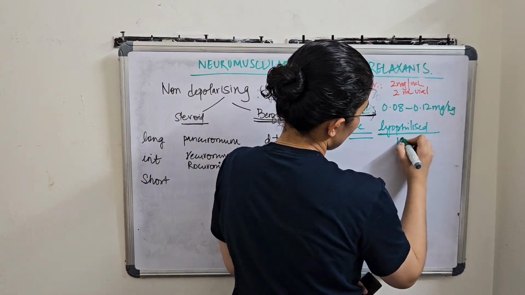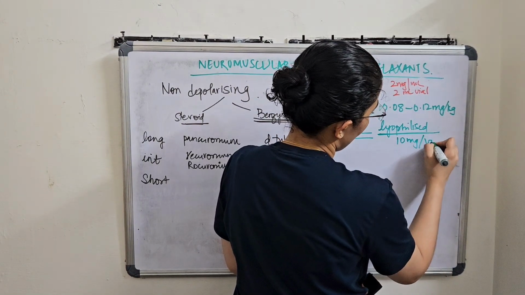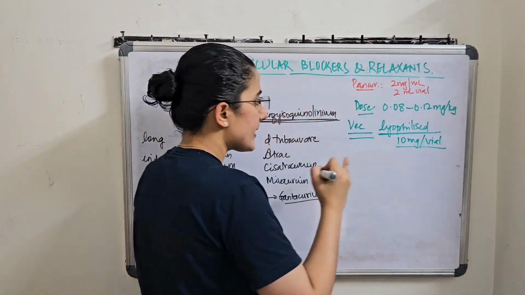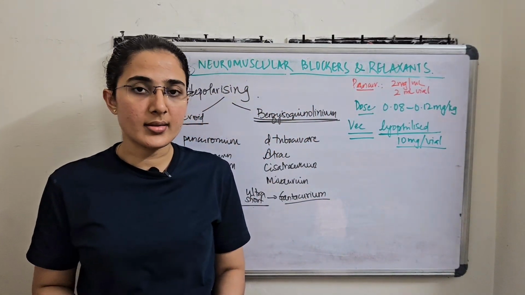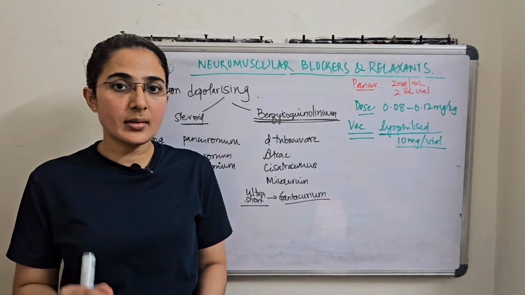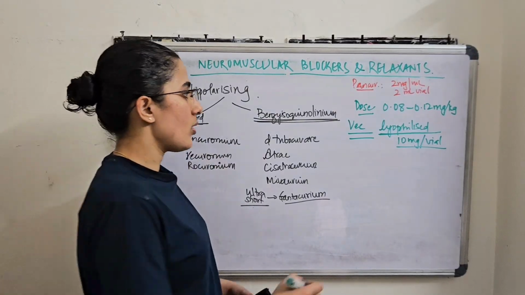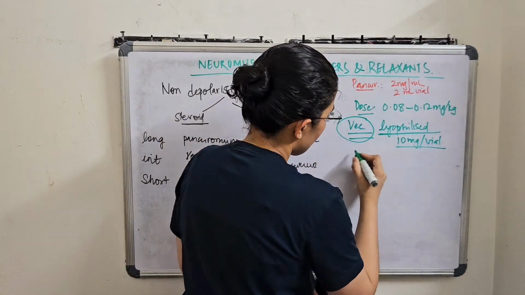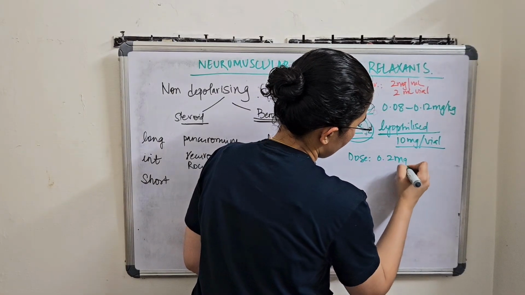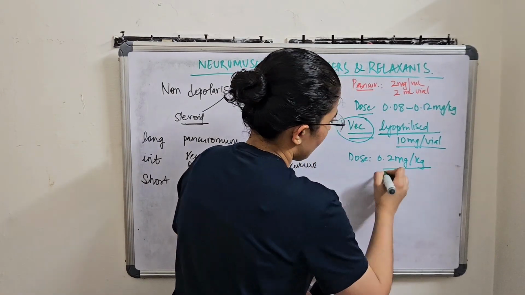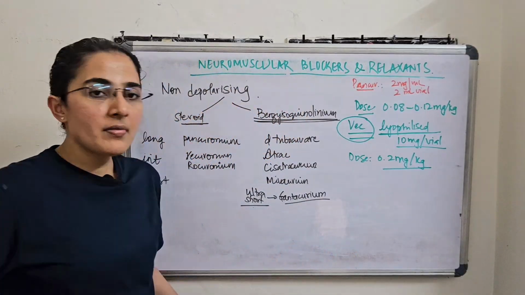Lyophilized powder, which is usually 10 milligram per vial. It basically contains substances like citric acid, mannitol and sodium hydroxide to neutralize the buffer, right? So vecuronium is given at a dose of 0.2 milligram per kg body weight.